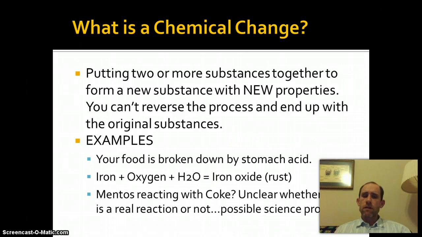The Mentos reacting with Coke, well, after I did some research, I found that it's unclear whether this is a real reaction or not. It might just be the acceleration of the release of carbon dioxide that's already present in the Coke. But it's a possible science project if you want to study that as your science fair project in some way to investigate whether an actual chemical change is happening.